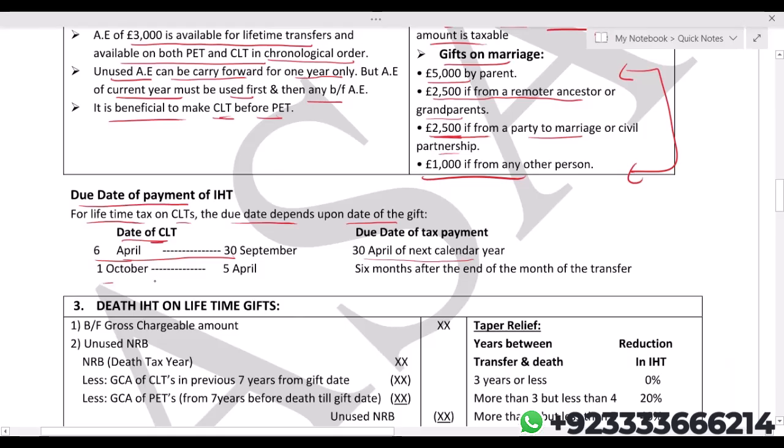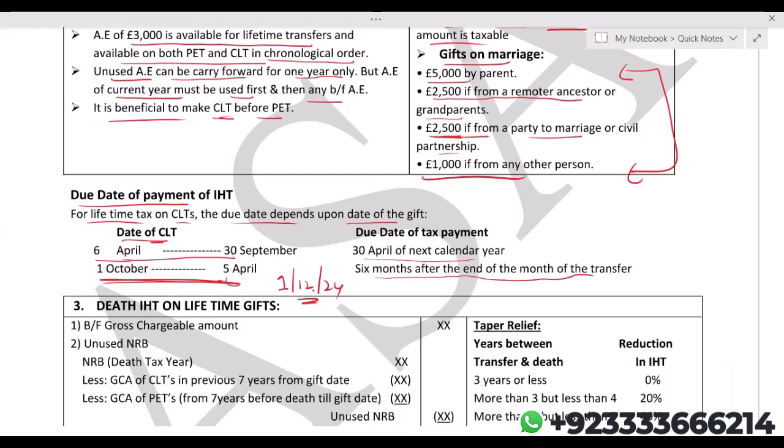If it is between 1st October and 5th April, then the tax is due 6 months after the end of the month of the transfer. For example, your examiner says that the gift was given on 1st December 24. Students, the gift was given on 1st December 24. Can you tell me when you will pay the tax? What will be the tax payment date? I need to know the due date of tax payment.